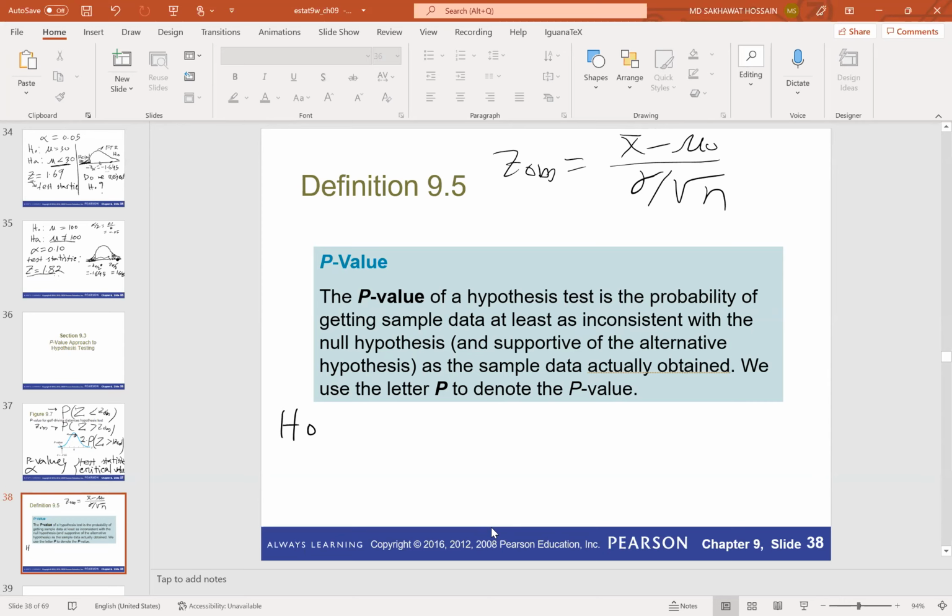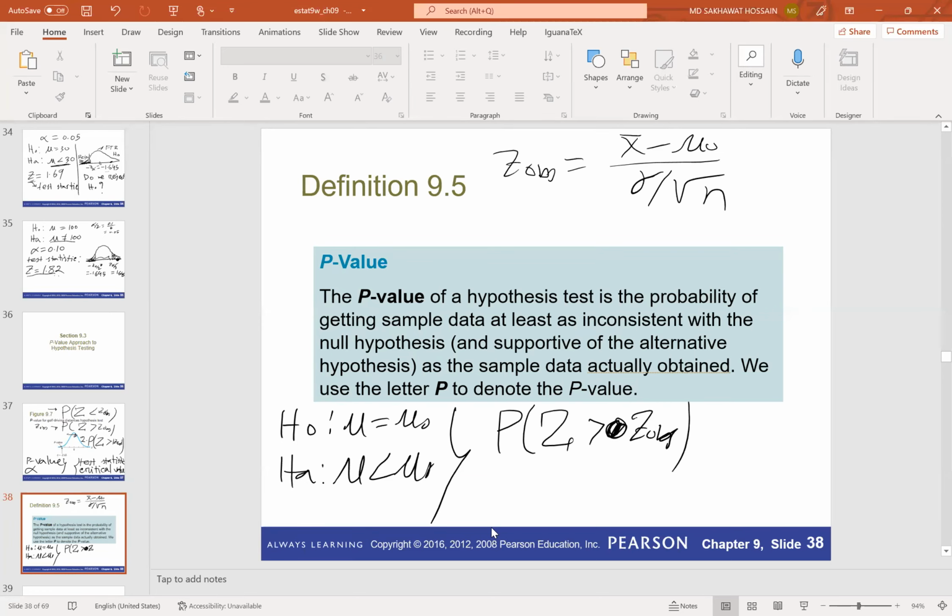If our test is a left tail test, then the p-value is the probability of z greater than z observed, or the test statistic. So that means we'll calculate if our z observed is somewhere here. Oh, this is left tail, so we'll actually do the opposite. We'll do z less than z observed.